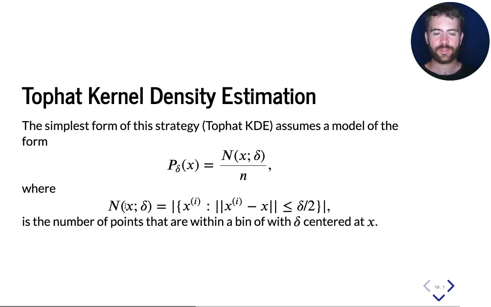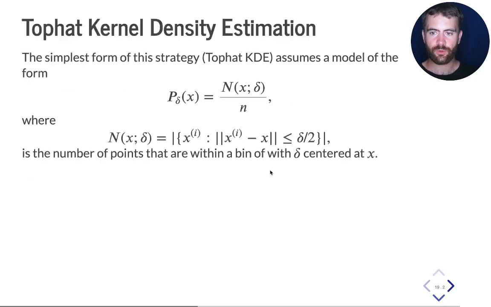So here n of x is simply the number of points in my data set such that these points are within distance delta over 2, which means that the total bin has dimension delta. The bin has width delta, and it's centered at x. Therefore, we look at the points whose distance is within delta over 2, and these points can be on either side of x, either on the left or on the right. This is simply the definition of the intuition that I just gave earlier.